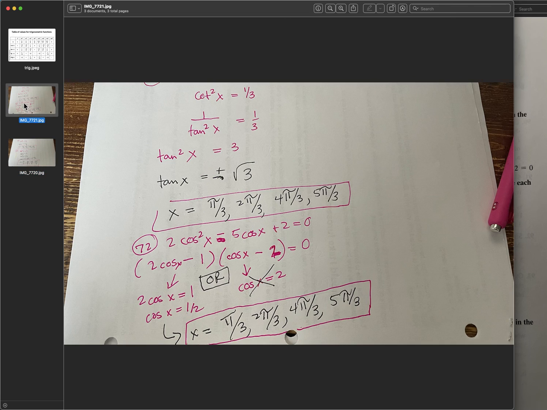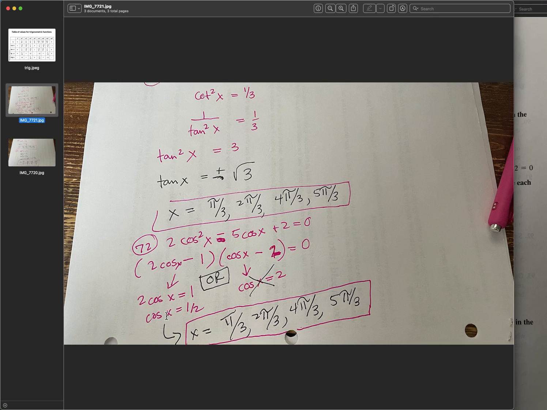wait, oh, I did this answer wrong. So it's only positive 1/2 here. So the 2 pi over 3 and the 5 pi over 3 shouldn't be there. Sorry about that. It won't let me write on top of it. But so there are only 2 answers to this one, to my knowledge, because I don't think this is solvable.